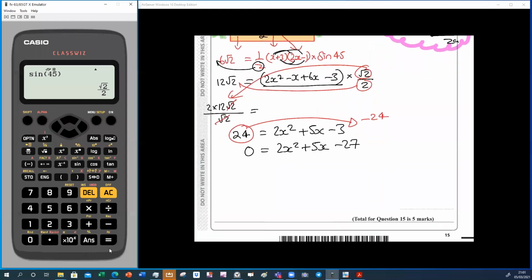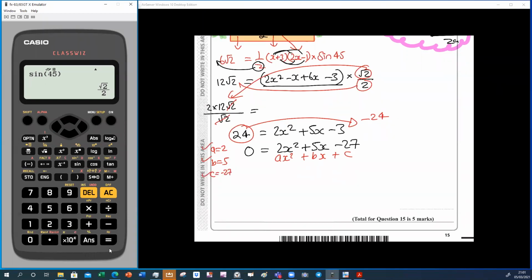So 2x squared plus 5x minus 27. Let's put the template underneath it. That's going to be ax squared plus bx plus c. So what's my a value? A is 2. And what's my b value? 5. And what's my c value? Minus 27. Beautiful. You must write these 3 numbers down.